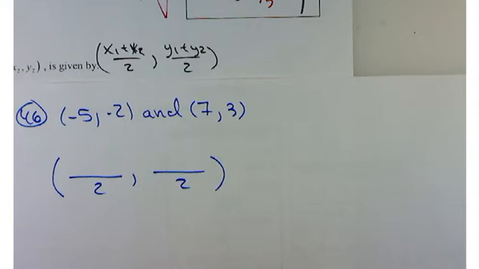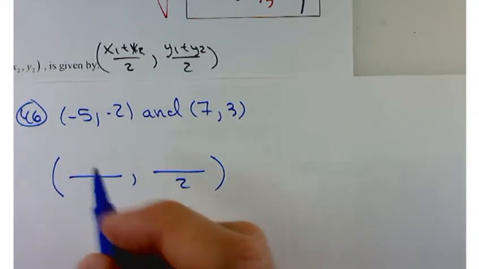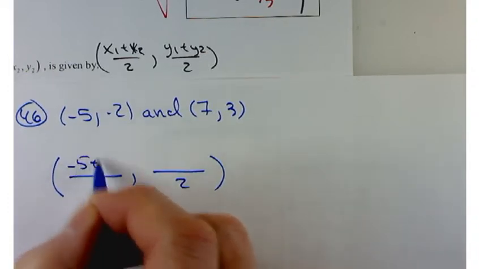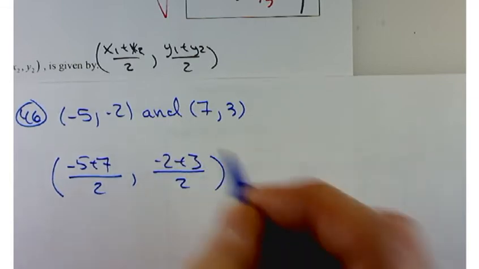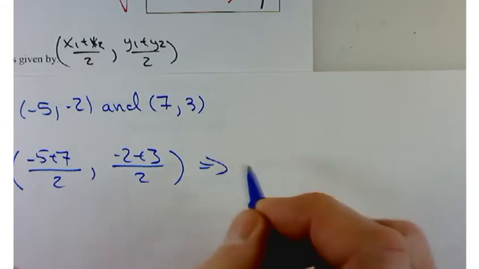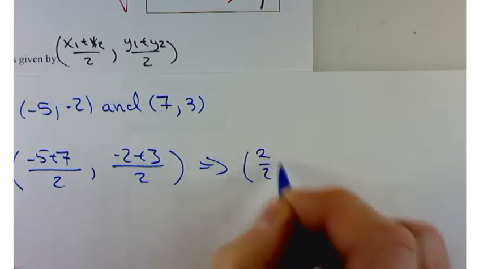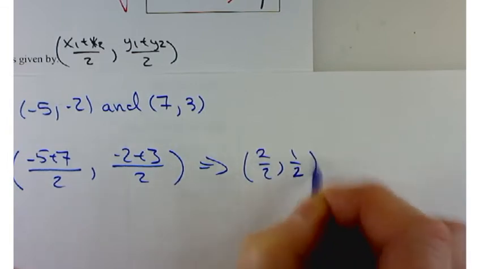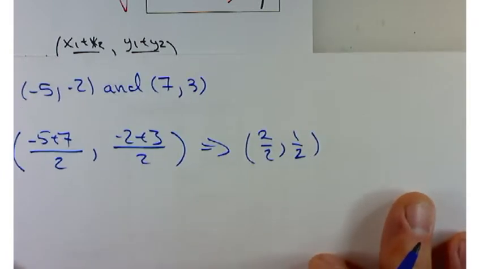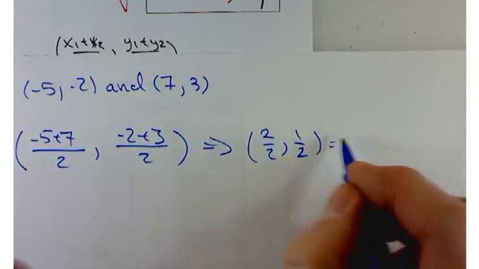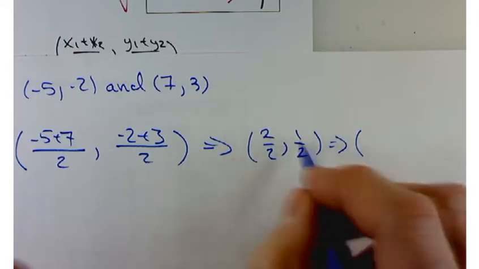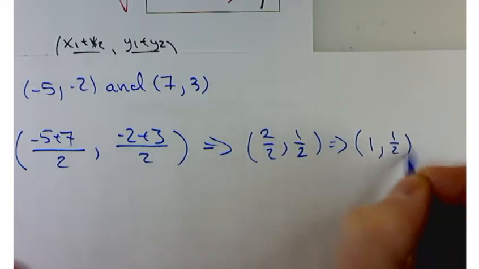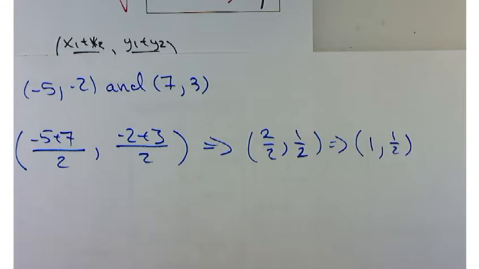Billy, what should I put in for the first one? Thank you. -5 plus 7, and good. Let's simplify this. That's going to be 2 over 2 and 1 over 2. 2 over 2 does simplify. 1 over 2 doesn't. So 1 and 1/2. Thanks, Billy.